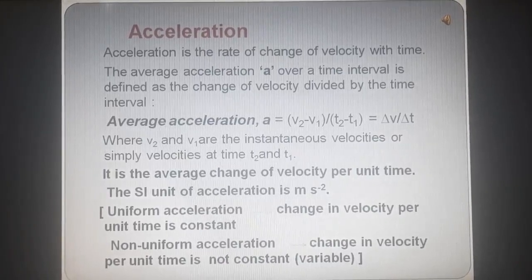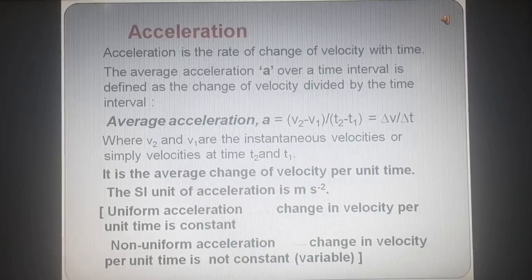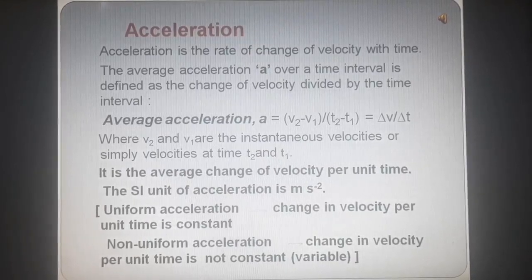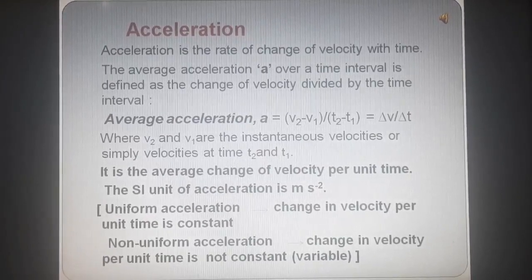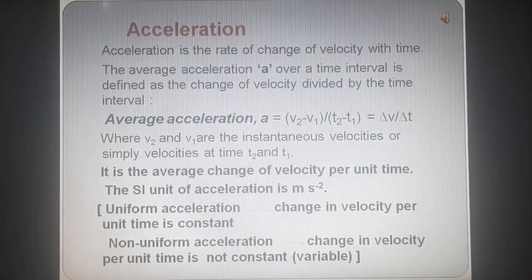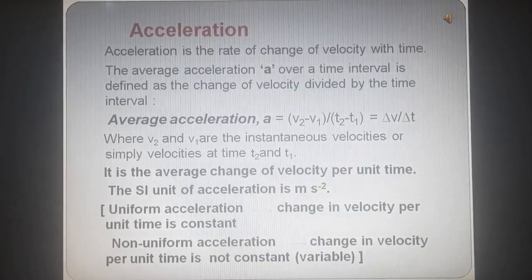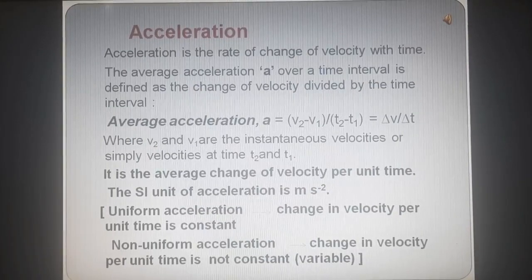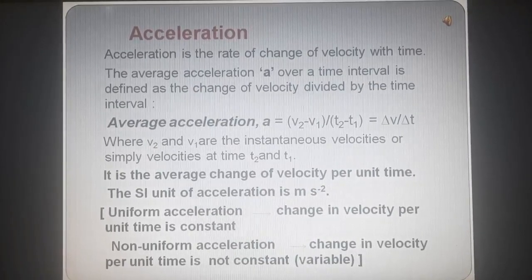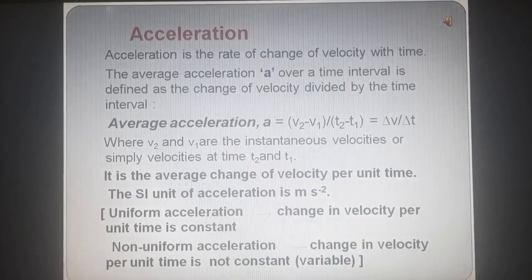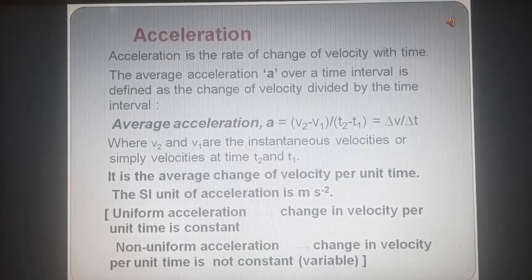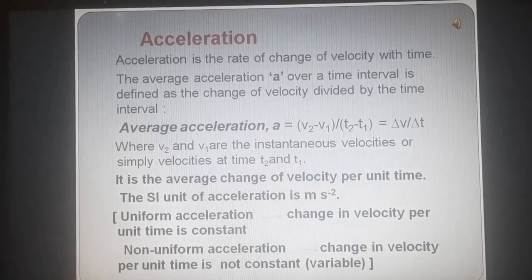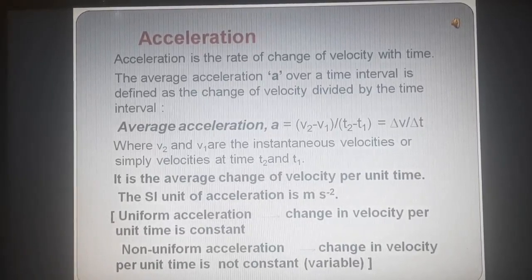This change in velocity of an object is represented by small letter a. For today's class, I have introduced you a new physical quantity, which is the acceleration, which is defined as the rate of change of velocity with time. The average acceleration a over a time interval is defined as the change of velocity divided by the time interval.